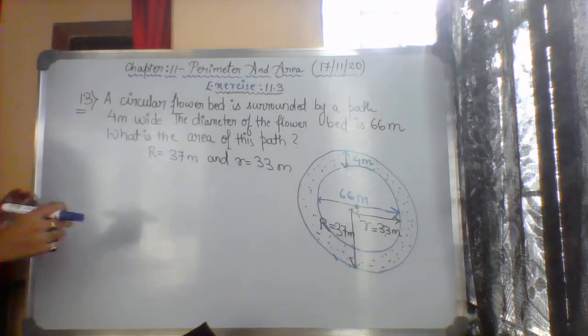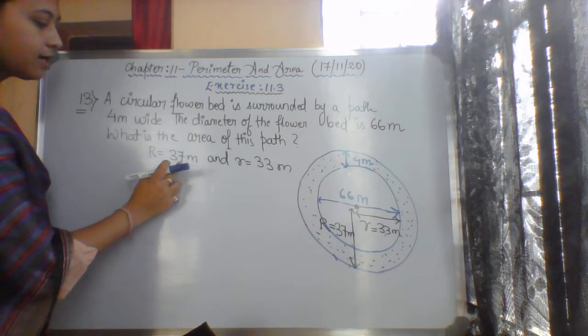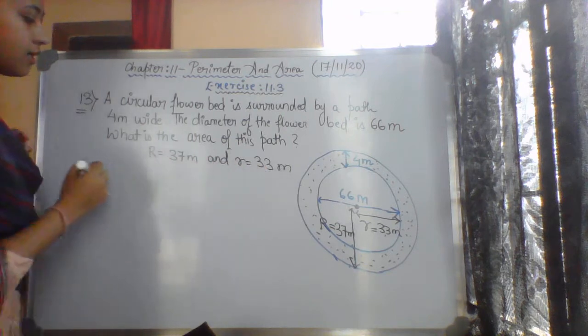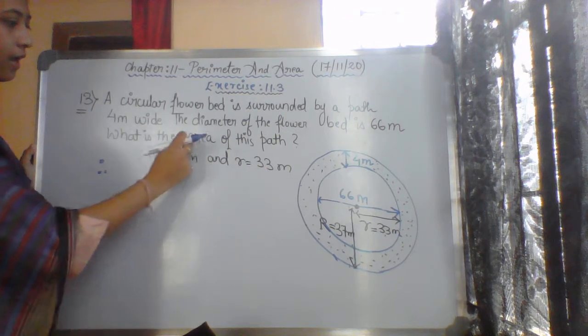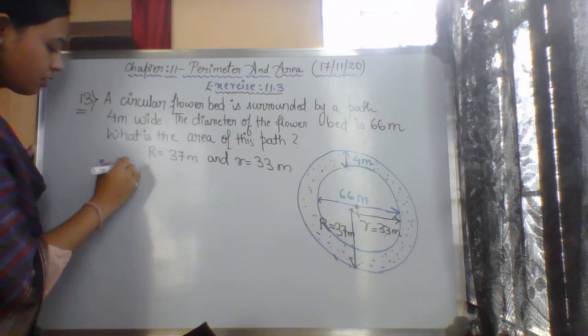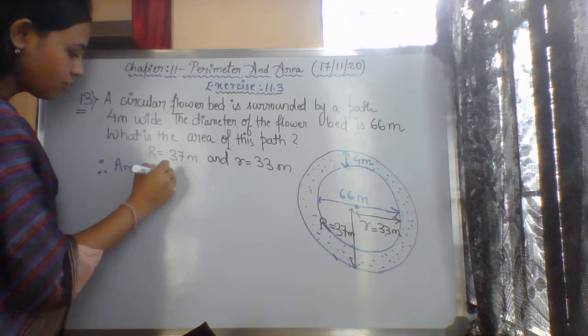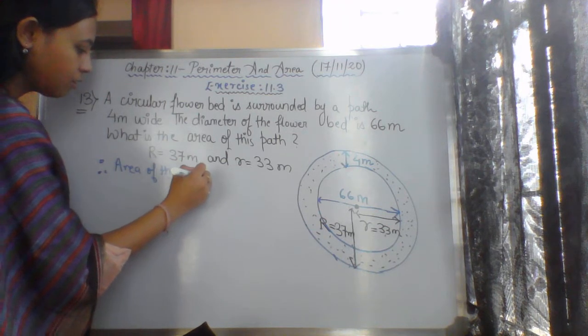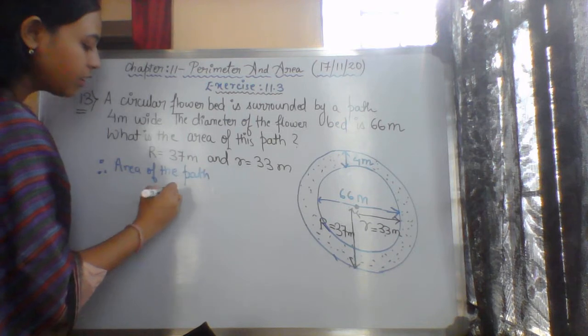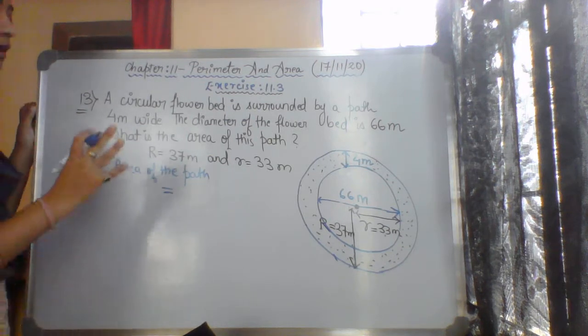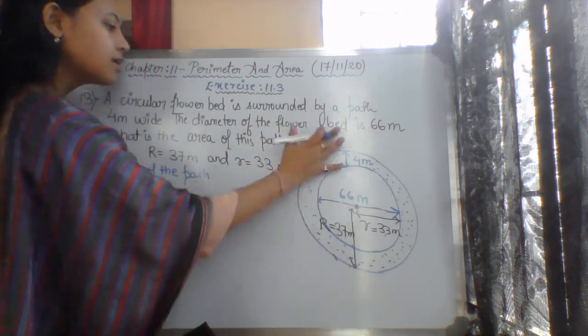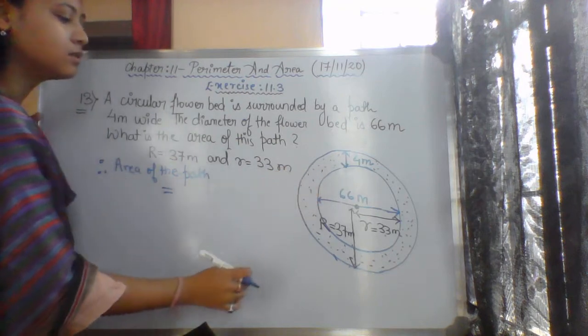Okay, so two things I have got: capital R is 37 meter and small r is 33 meter. Therefore, area of the path, that will be equals to how much? Greater circle means flower bed plus path.